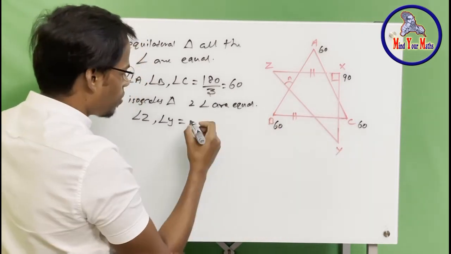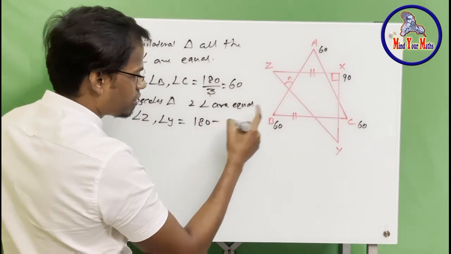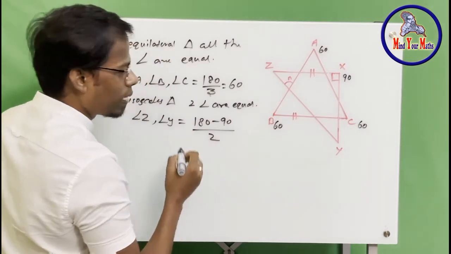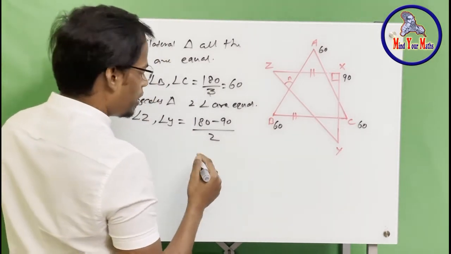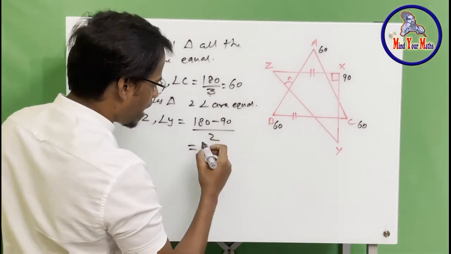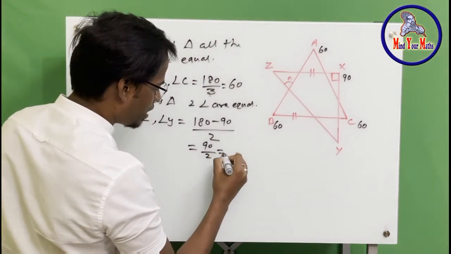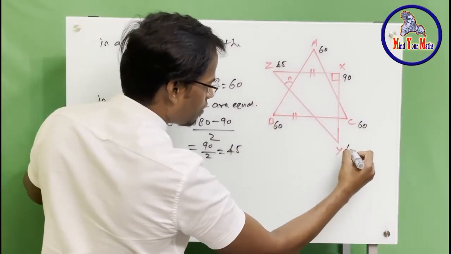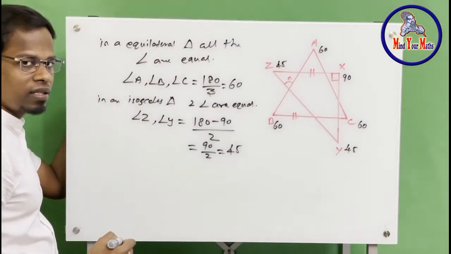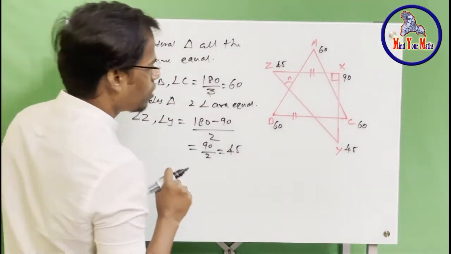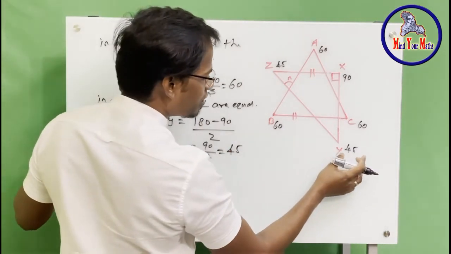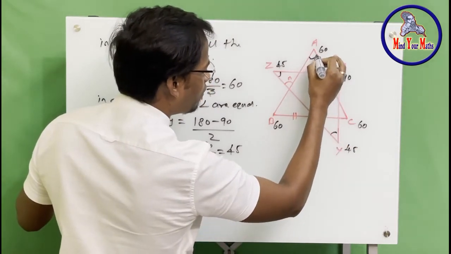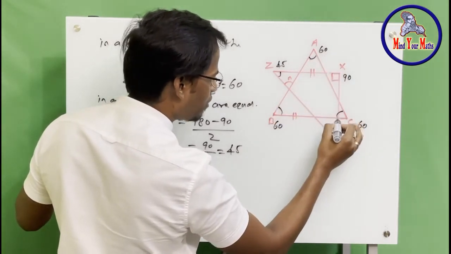So we need to first subtract whatever we know, that is 90, and then divide by 2. 180 minus 90 is 90, divided by 2 equals 45. So this one is 45 and this one is 45 as well. Are you following me? Okay, cool. So we have found the values for this triangle, and also the values for these three angles.